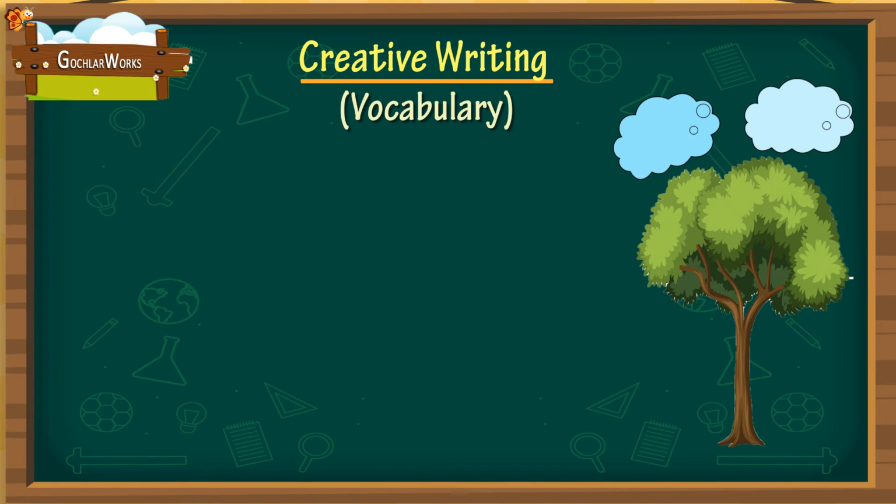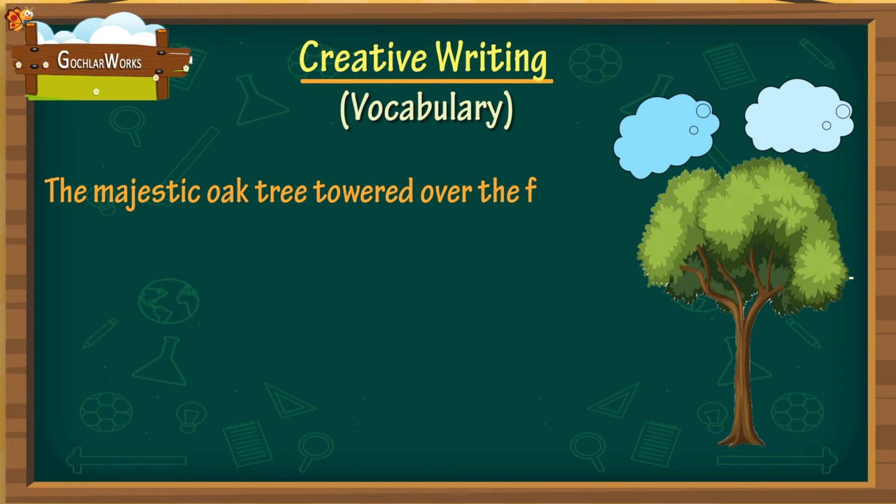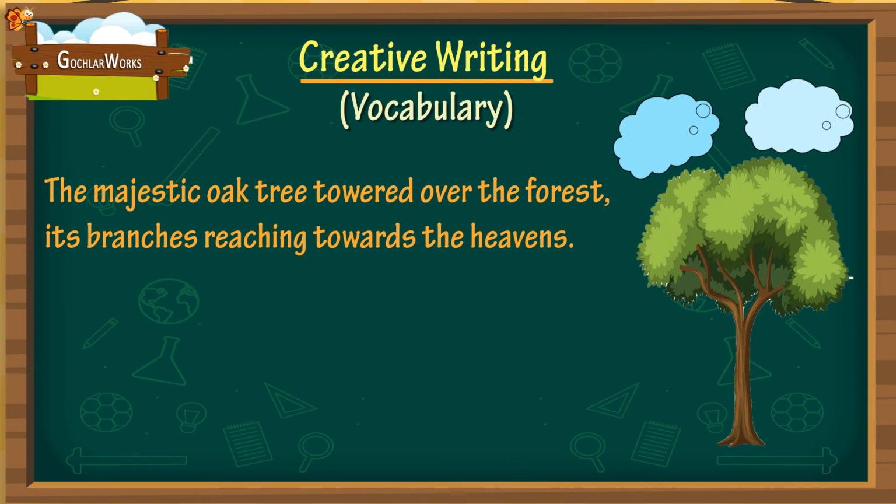For example, instead of saying, "The tree was big," you could say, "The majestic oak tree towered over the forest, its branches reaching towards the heavens." By using descriptive words, we can make the reader feel the grandeur and awe of the scene.